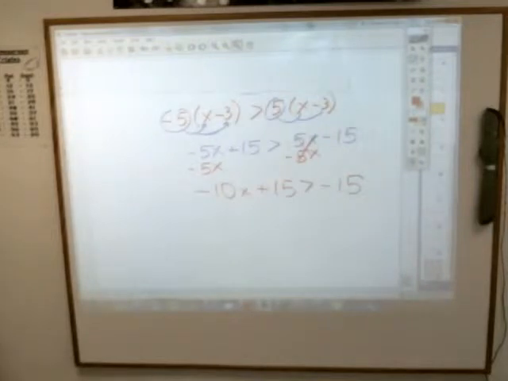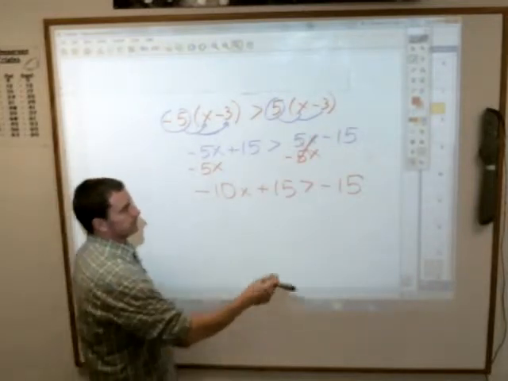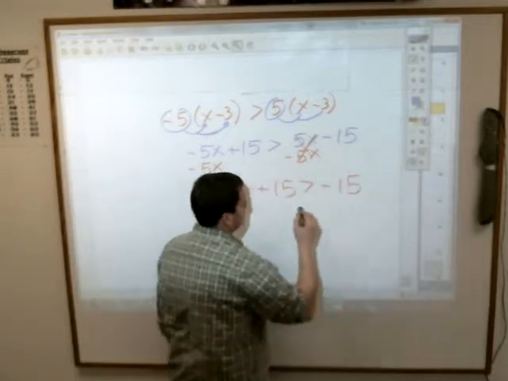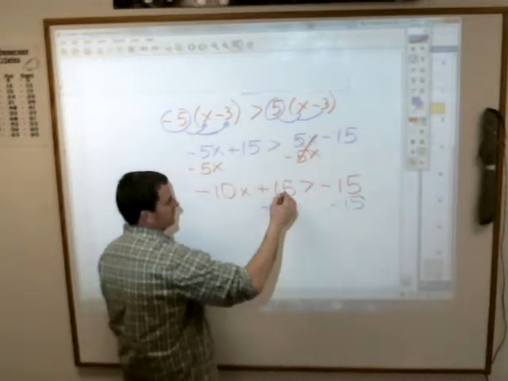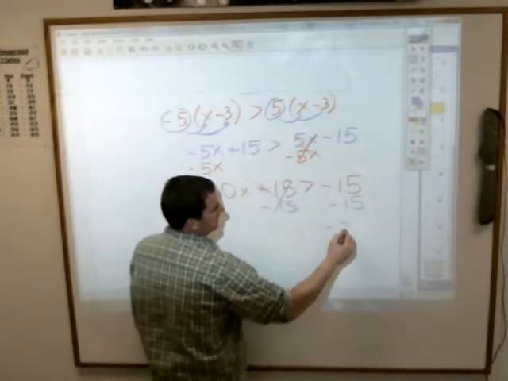Now I need to do what, Corinne Shellhammer? Right, subtract 15 to get it to the other side. Sign doesn't change when you add or subtract. That ends up being a negative 30.